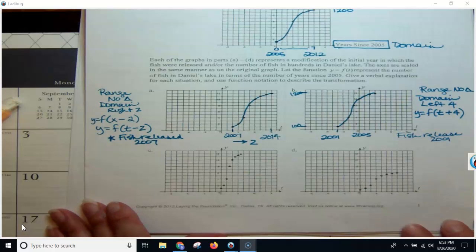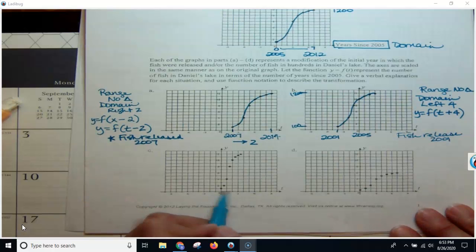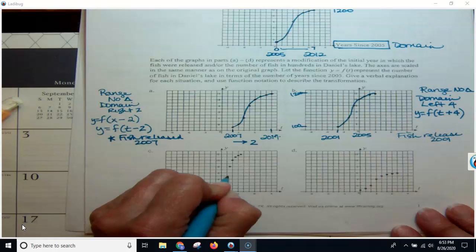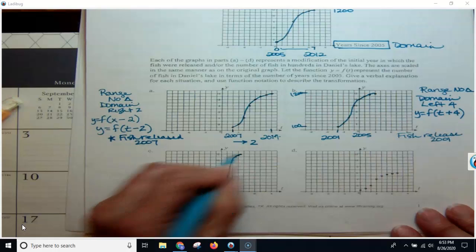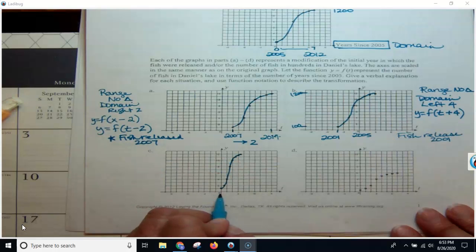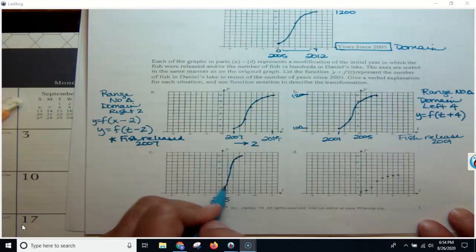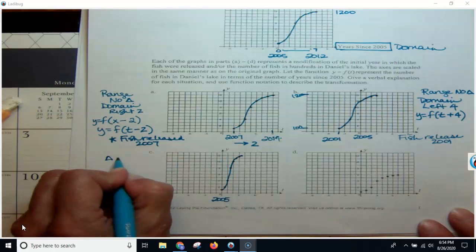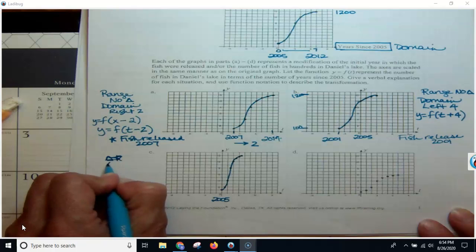Now let's look at this. Now we're noticing that there might be a little bit of a change in the growth because the domain still starts in 2005. And the range has stayed the same, so there's no shift in the range, no change.